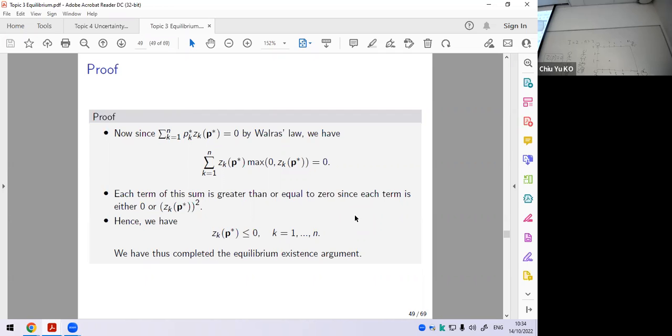And you have that the sum of these things is 0. Then each of them must be either 0 or negative. They cannot be positive, right? Suppose one of them is positive, then this sum ends up bigger than 0. So that's why it must be so. That's how you prove it, by contradiction. So that means it's negative, which means there exists a price that makes the excess demand non-positive. This is how we prove it.